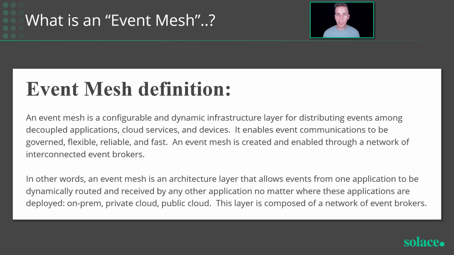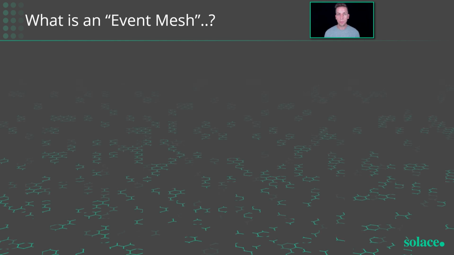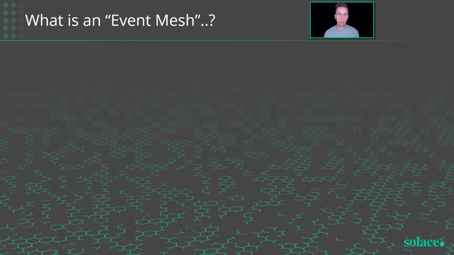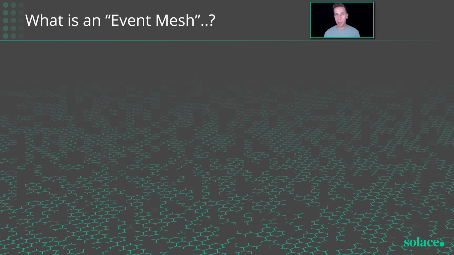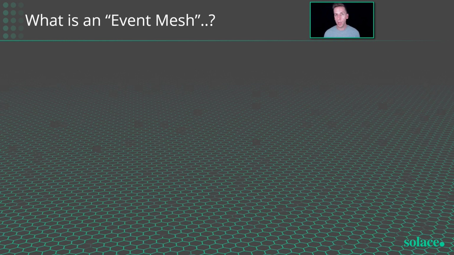Now, I could read this definition, but that'd be really boring. So I'm just going to use a few slides to help visualize what an event mesh is and what it can do. It's an architectural layer that sits above your network and enhances its capabilities to allow your distributed applications, microservices, and IoT devices to talk to each other in a decoupled and dynamic way using the publish-subscribe communication pattern.